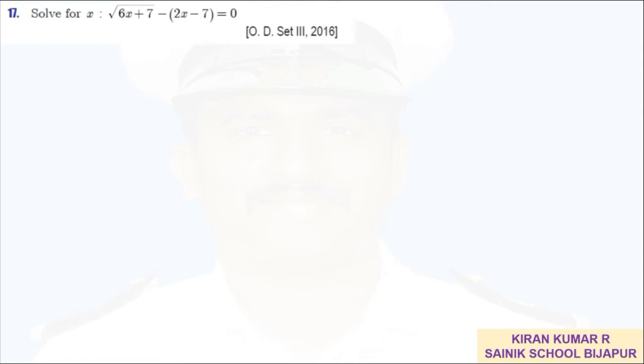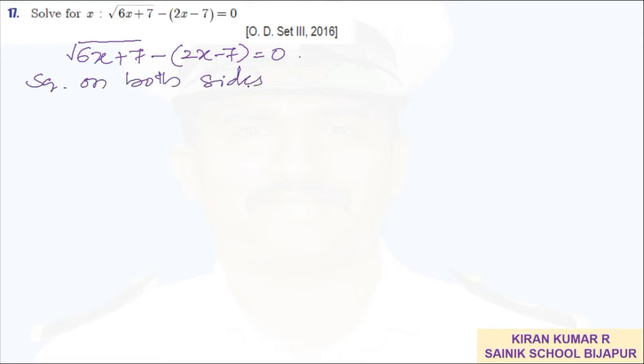Here it is not like a standard form of a quadratic equation. We have to do something about that. The given equation is root of 6x plus 7 minus of 2x minus 7 equal to 0. Let me square on both the sides. Squaring on both sides, we get 6x plus 7. Let me write this equation by transposing the terms. So 6x plus 7 equal to 2x minus 7 whole square.